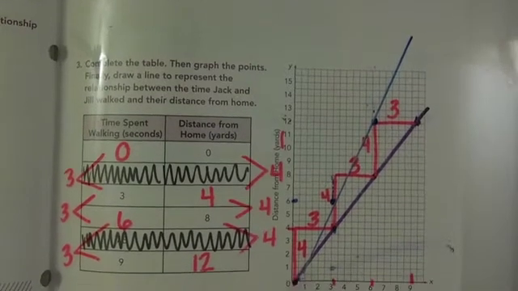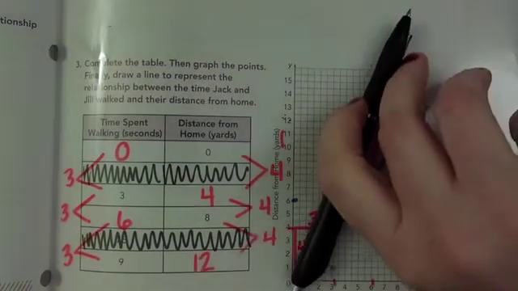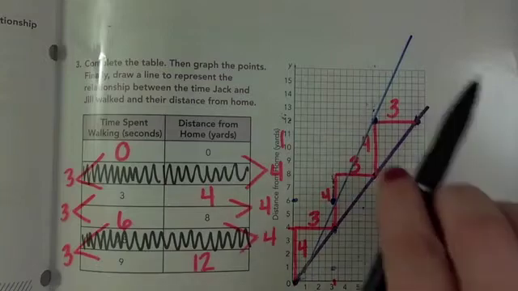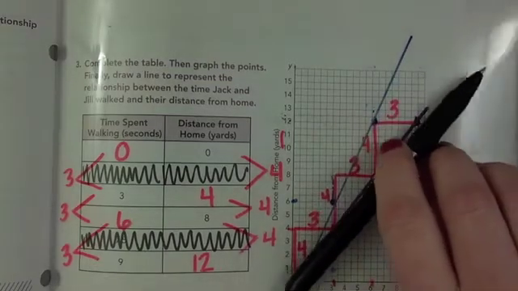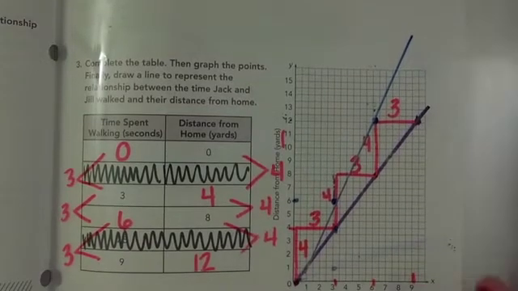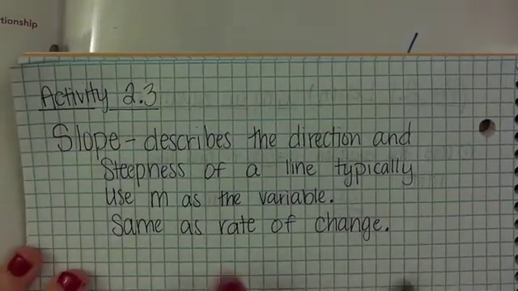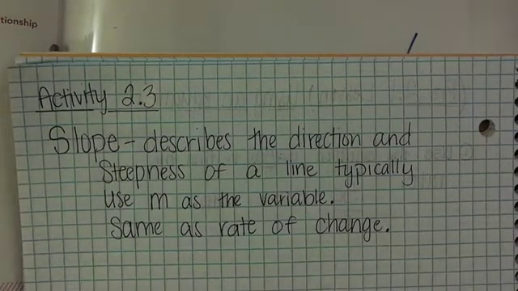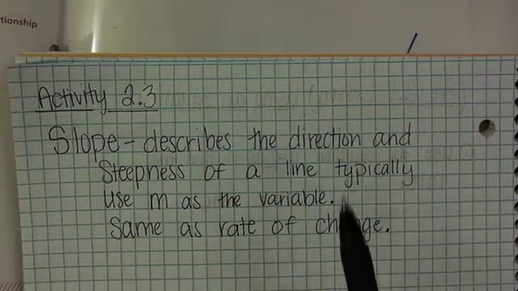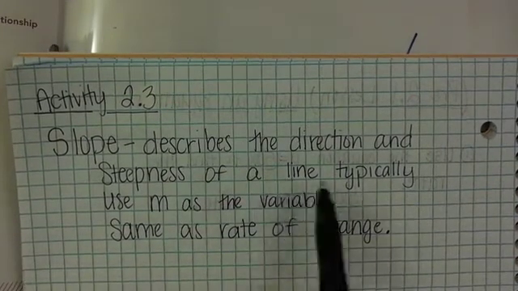So I always think of that as more flat and then more steep. It's going up quicker. This one's not going up as fast. That's what they were going. So what that is actually called is slope. And so I've already written out the definition for slope. Slope describes the direction and steepness of a line.